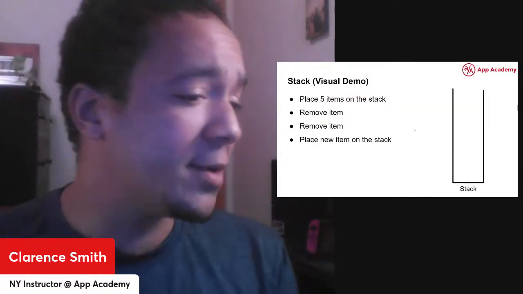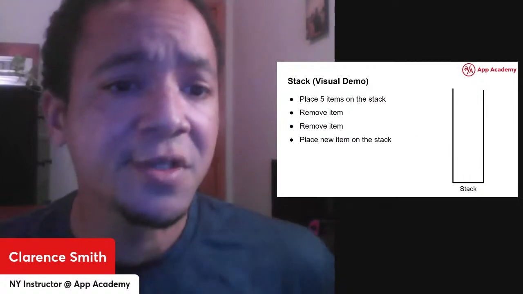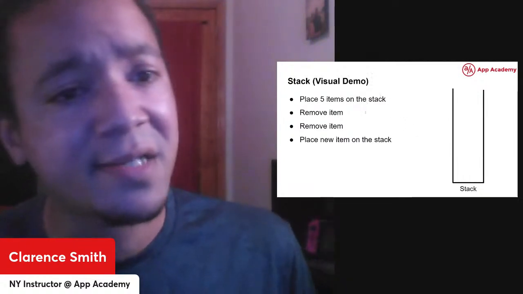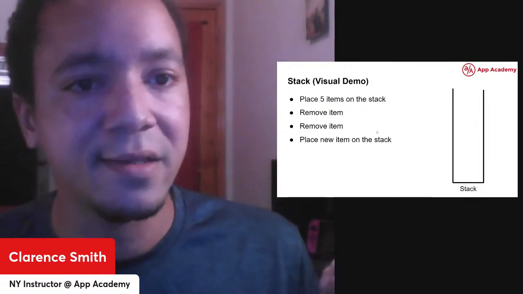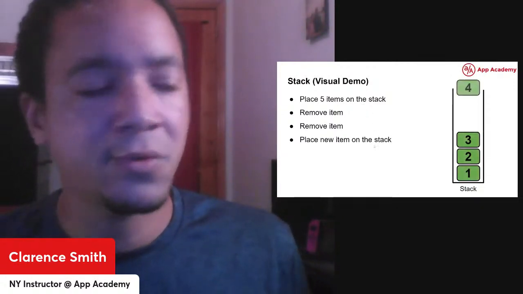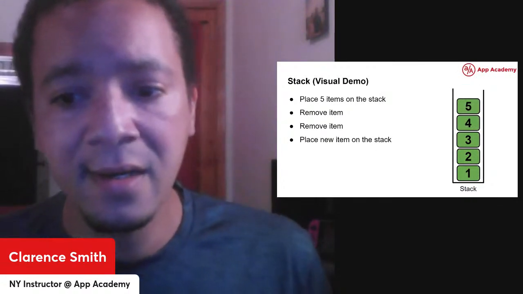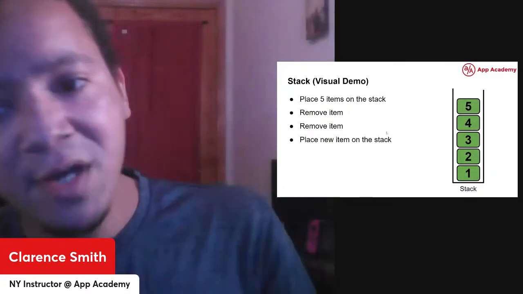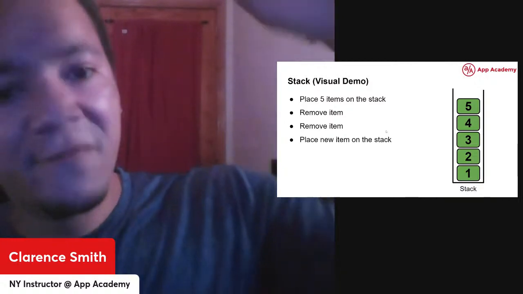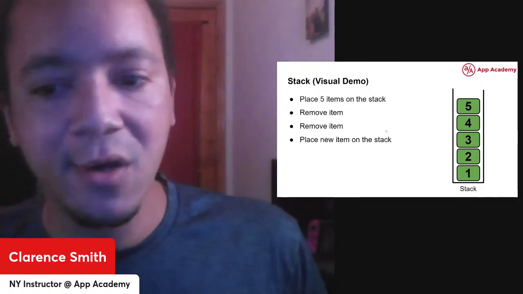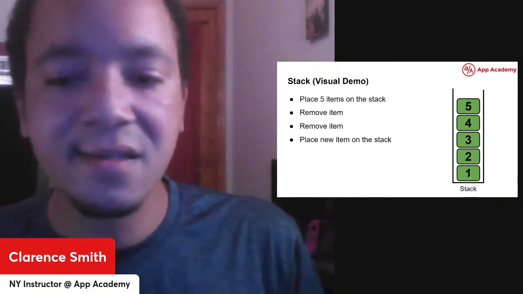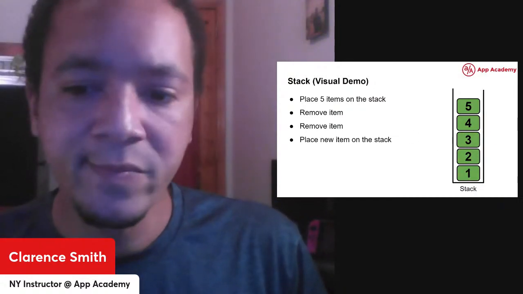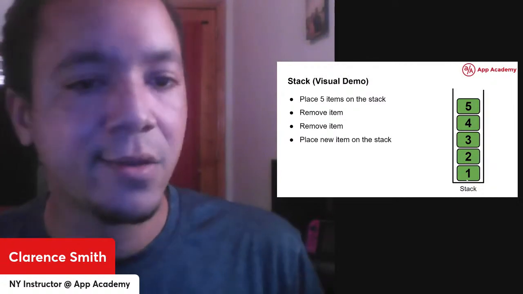Let's look at a visual demo. So the first thing we're going to see, one bullet point at a time, we're going to place 5 items on the stack. So what that looks like is this. 1, 2, 3, 4, 5. Notice the 1 came and dropped in, and 5 was the last thing that we put on the stack. Just like that stack of plates, we no longer have access to the number 1. The bottom of the stack is closed.